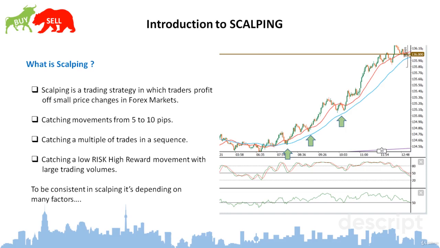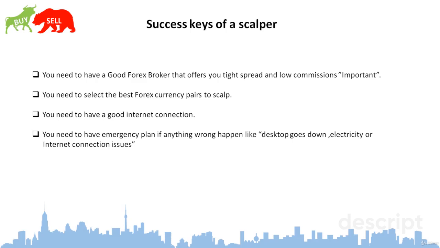To be consistent in scalping, it depends on many factors. We will see this in the next slide. Success keys of a scalper. These are four rules to achieve success in Forex scalping. First, a trader needs a good Forex broker that offers tight spreads and low commissions. That's a very important point, and we will develop it in the next chapters.